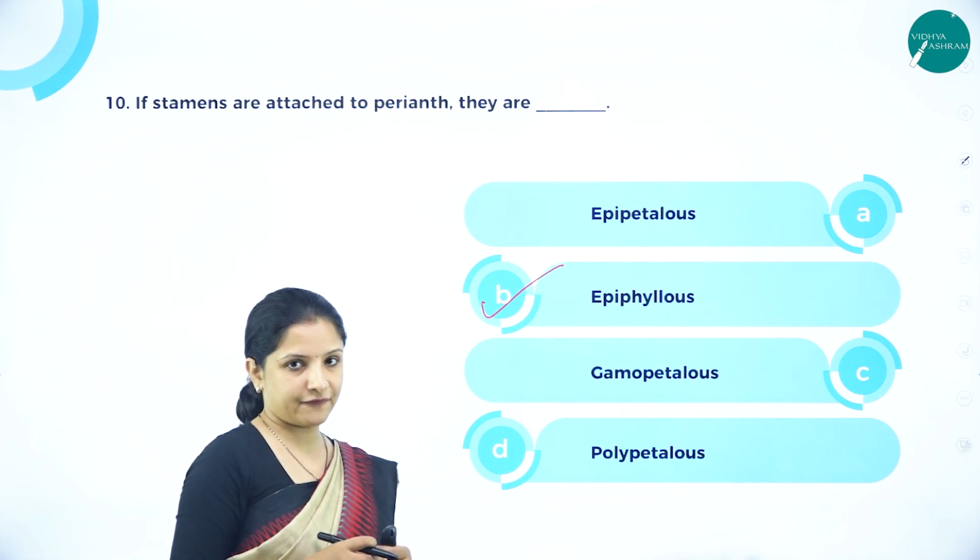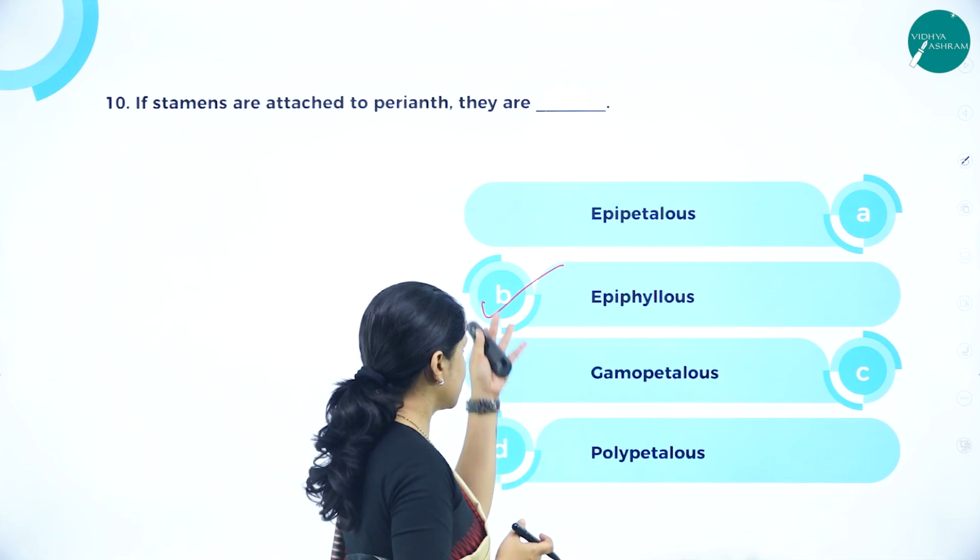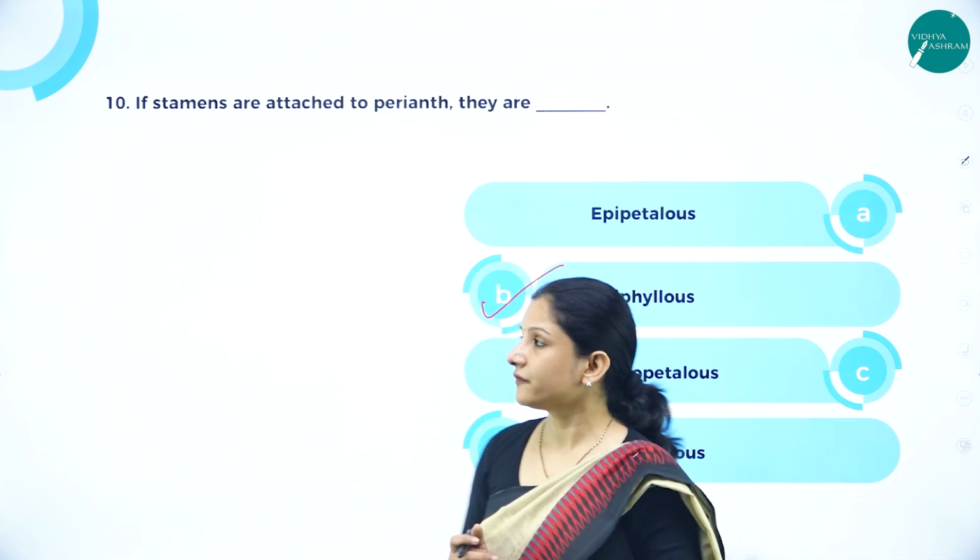Gamopetalous means petals are fused. Polypetalous means petals are free. So, it has nothing to do with the stamens here. So, therefore, the right answer here is epiphyllous.